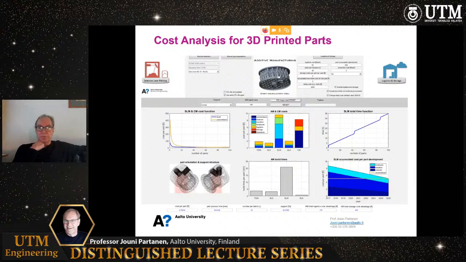As part of this project, we developed software which looks at the shape of the part and estimates the cost to 3D print it, and this is actually now commercially available. One of my doctoral students has started a company to sell this analysis process, and it's electronically available. So this is one of the items in our project which we did.